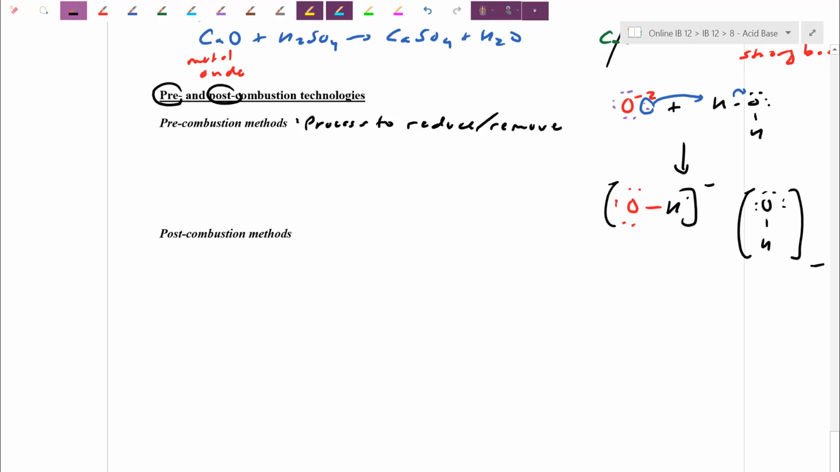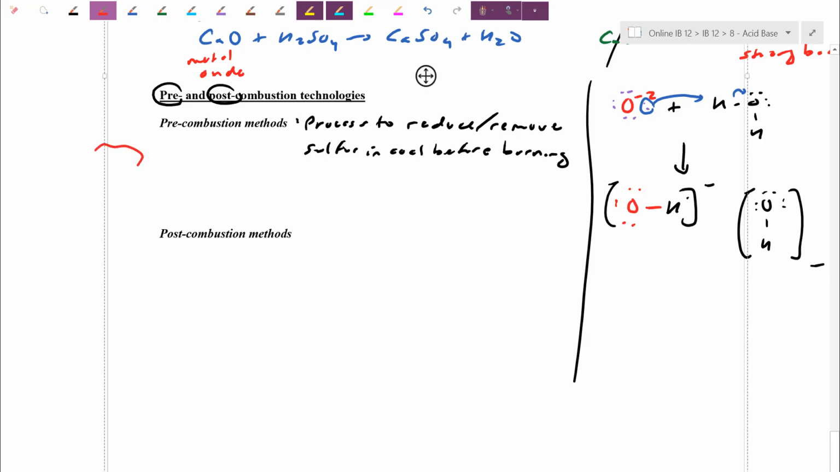Reduce or remove the sulfur in coal before burning. Right? Again, coal is just a carbon source. Sulfur is a very common impurity. If I can take this coal and pull out all the sulfur in an environmental and economical way, then I don't have to burn the sulfurs, then I don't generate the SO2s. That is a pre-combustion method.